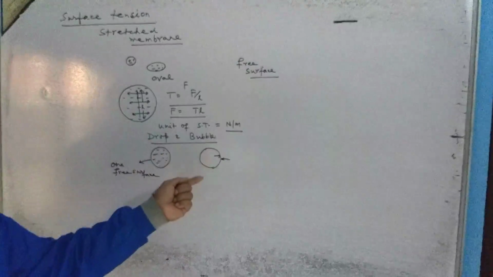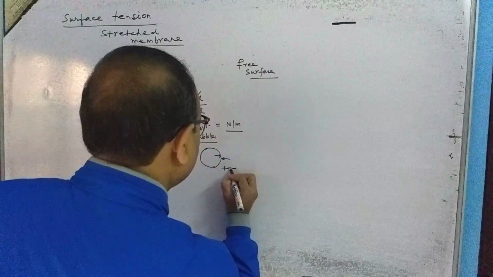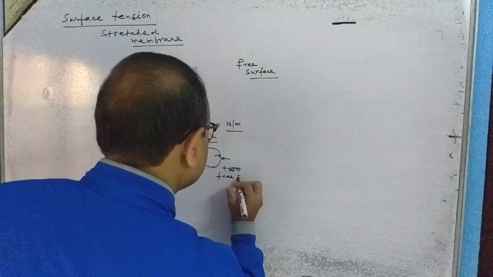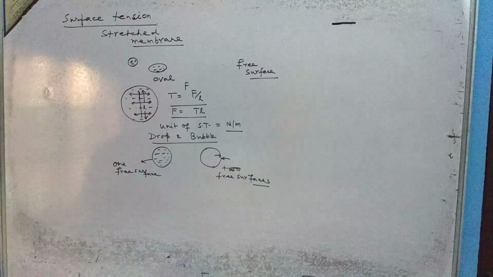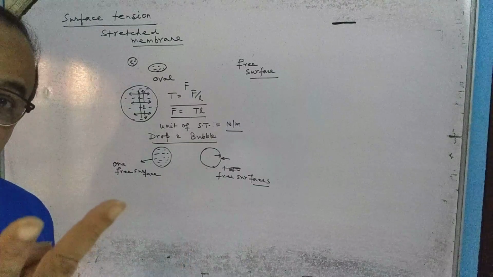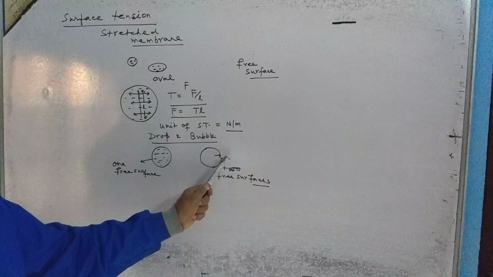Why? Because inside the bubble also there is air. So, in case of the bubble, there are two free surfaces. In case of the drop, only one free surface. In case of the bubble, there are two free surfaces. Be careful. Two free surfaces. One is inside, another is outside.